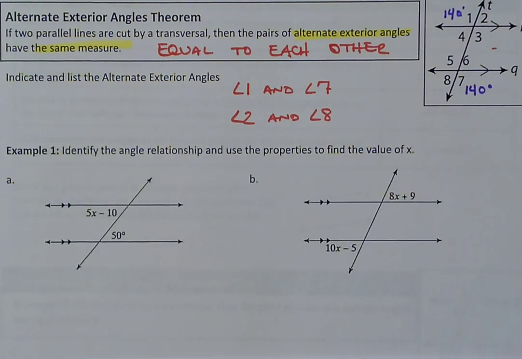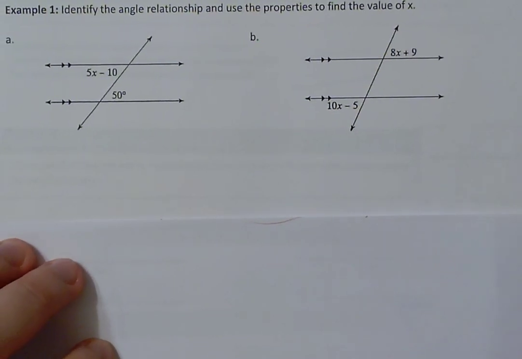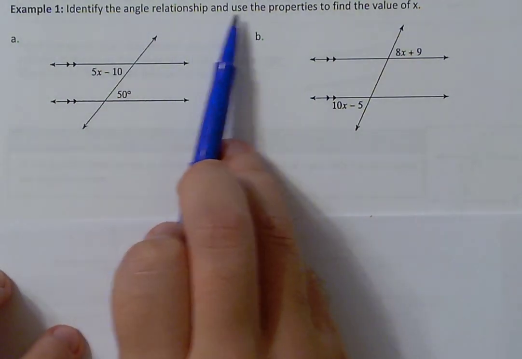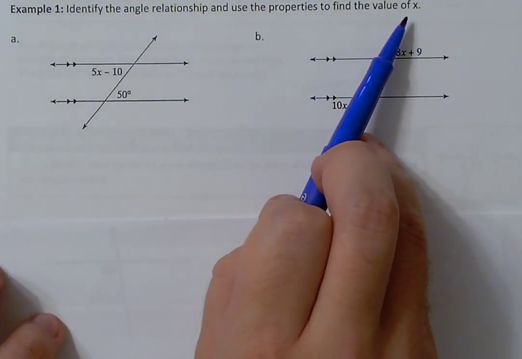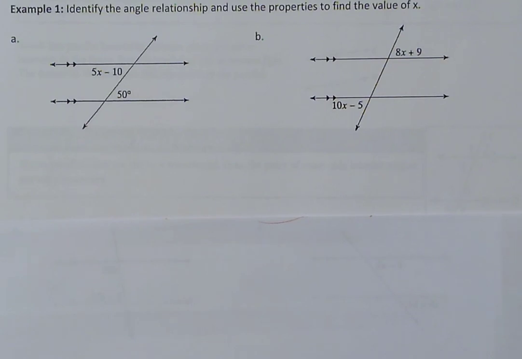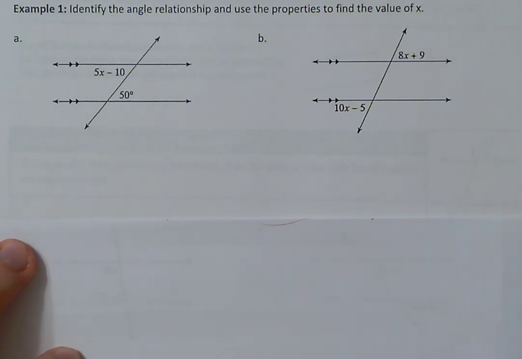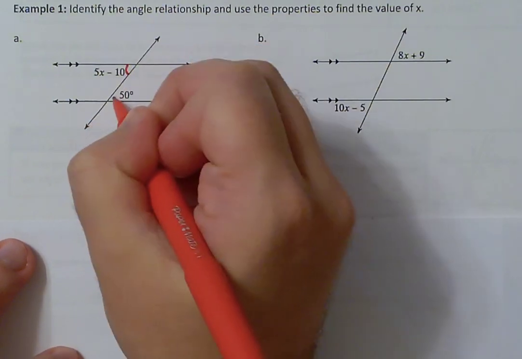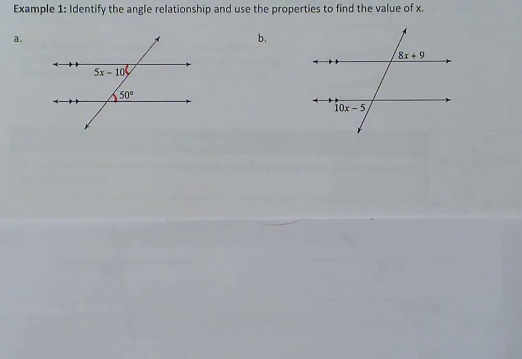So let's get into example 1. Now, example 1 is going to ask us to identify the angle relationship and use the properties to find the value of x. So what we're going to do is take the expressions that they give us, or the 2 parts that they have told us, and we're going to use those to find the value of x. All right, for part A, we have 5x minus 10 and 50, so that refers to this angle and this one. The first thing we need to do is identify what angle relationship those 2 angles are.